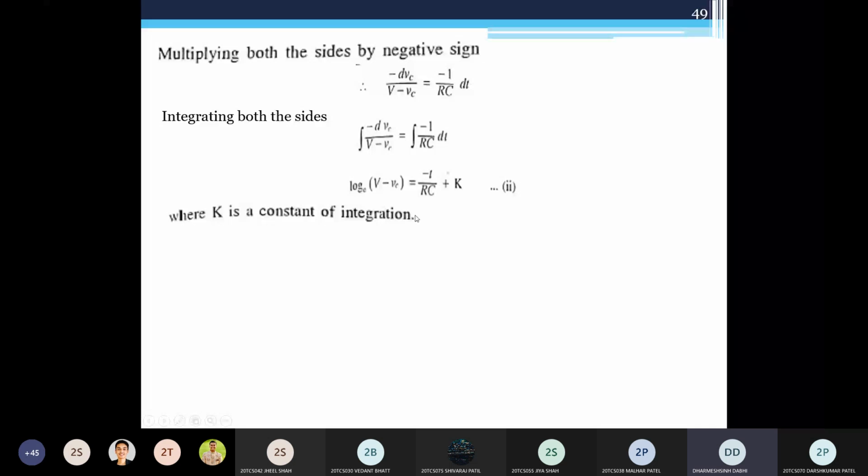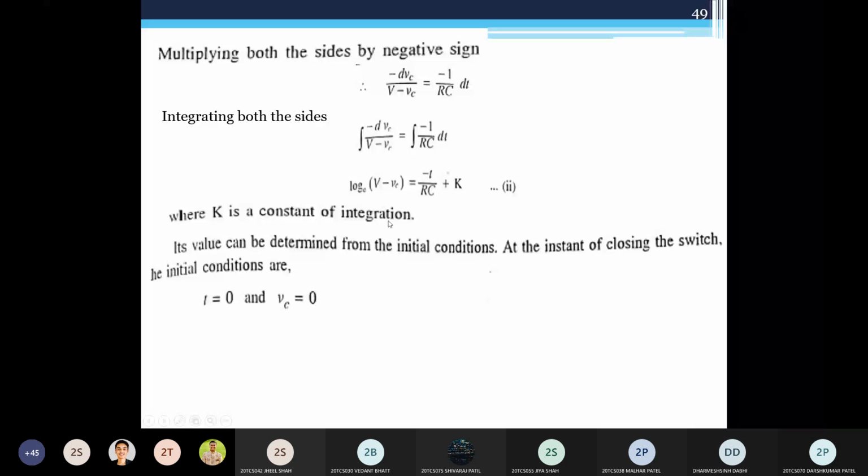As we know, during the charging, initially your capacitor is not charged. It means the voltage across the capacitor is 0. It means Vc is 0 at t equal to 0. So put this value, t equal to 0 and Vc equal to 0, in equation number 2. So you can find out the value of K.